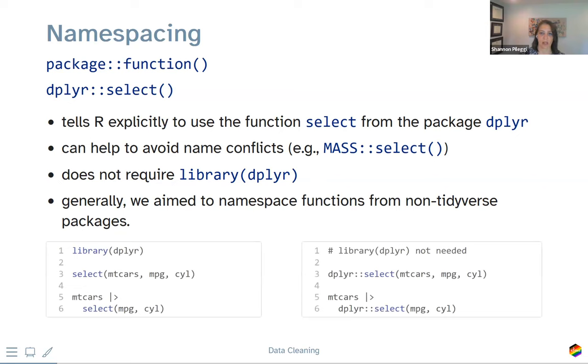And so what that would look like, for example, for the select function, on the left-hand side, we're calling library(dplyr) and we're selecting the columns mpg and cyl from the mtcars data set. So instead of calling library(dplyr), we could just say dplyr::select to achieve the exact same result.